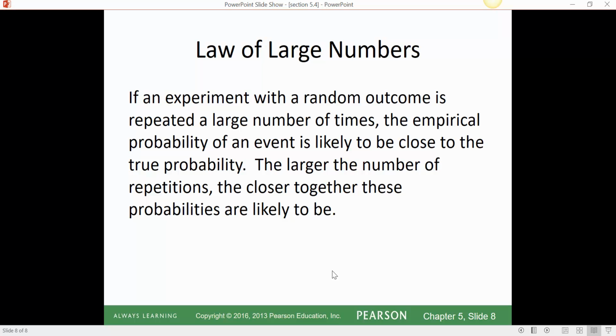That's why we want to do at least 100 trials, as stated before, because we want to have a large number. We repeat this a large number of times if we want to use this number to estimate what the theoretical probability might be.